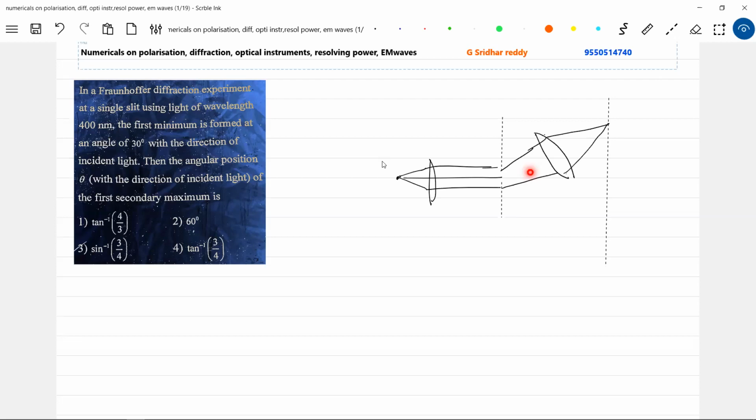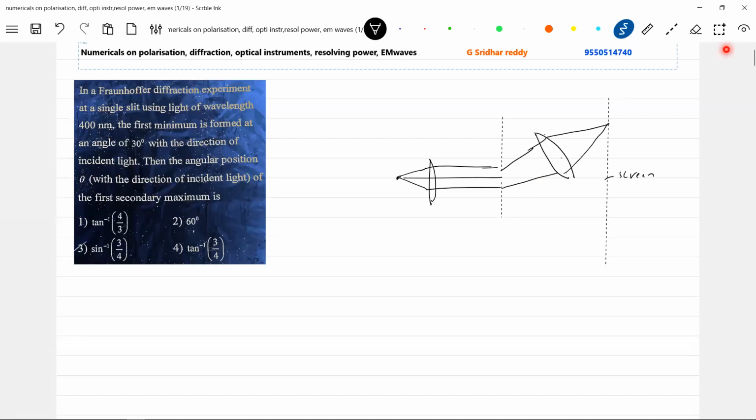So what is the problem with the Fresnel diffraction? It will be very difficult for us to do the mathematical work. That's why we are bringing this particular screen, which is kept in the focal plane of the lens. I think that's the adjustment we have made.